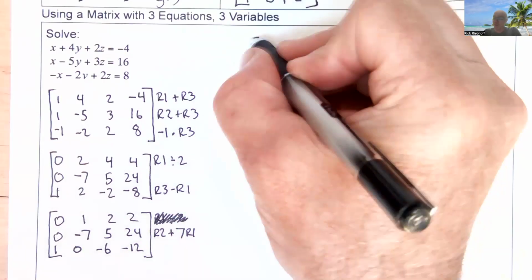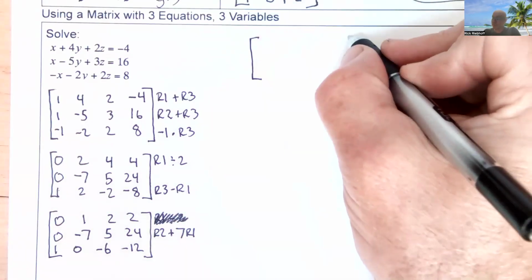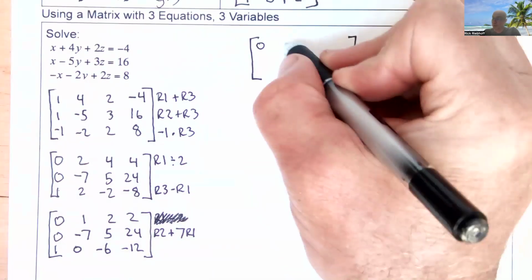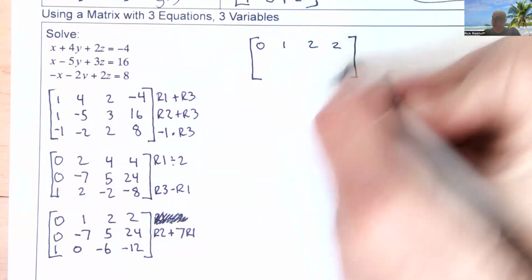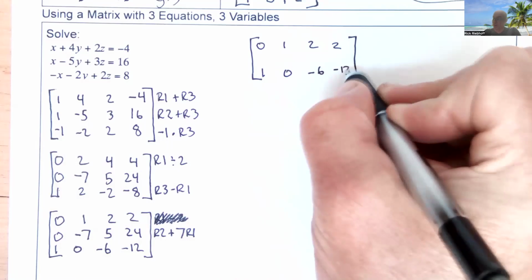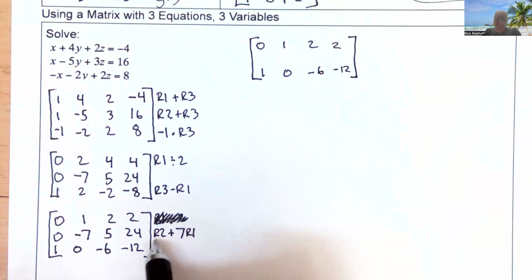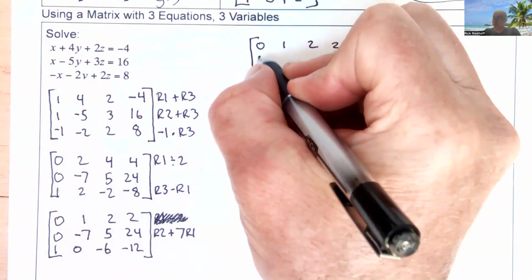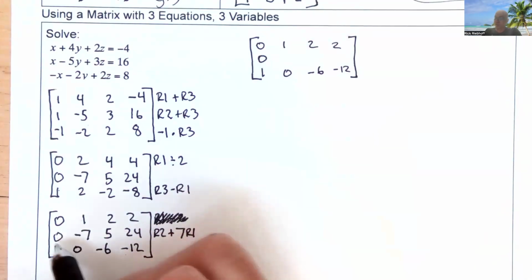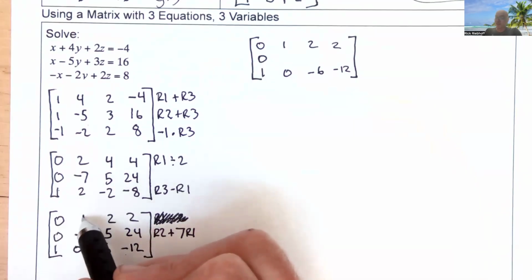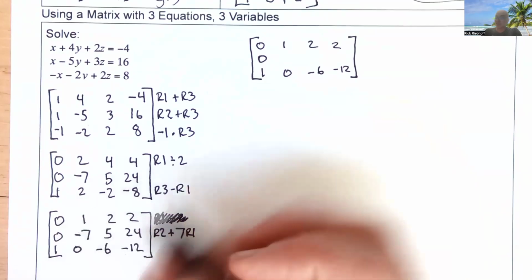Okay? I'm going to come up here for this next one. And I think that's all I'm going to do in this step. So I'm going to copy down the first one: 1, 2, 2. I'm going to copy the last one: 0, negative 6, negative 12. And I'm going to take care of this now. So row 2, negative 7 plus 7 times this. So negative 7 plus 7, that's a 0. Oh, this was already 0, right? So 0 plus 7 times 0 is 0. Negative 7 plus 7 times this. So negative 7 plus 7 is 0.